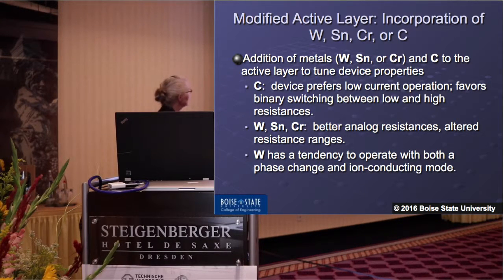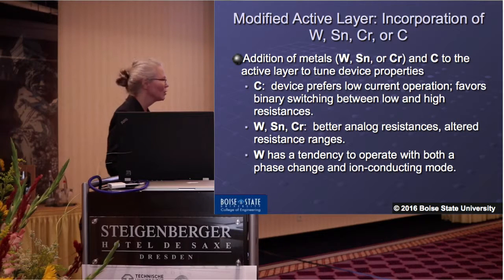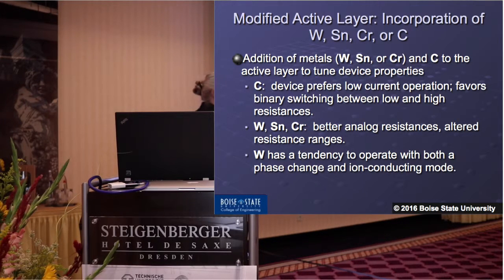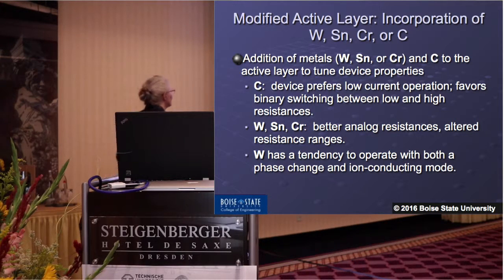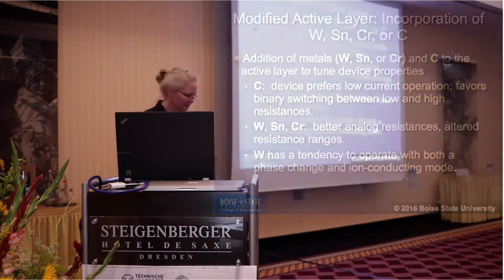And the tungsten, tin, and chromium, our goal was to see if we could change the resistances that we could write to make it better analog resistance programming, alter the resistance ranges a little bit. Let's say we don't want to operate at something which is high power, we want higher resistances, 100K. We thought this might be a way to get there. And tungsten, when it's with germanium selenide, has a tendency to want to operate both as a phase change device and an ion conducting device. So we were hoping we could use both properties with that system.